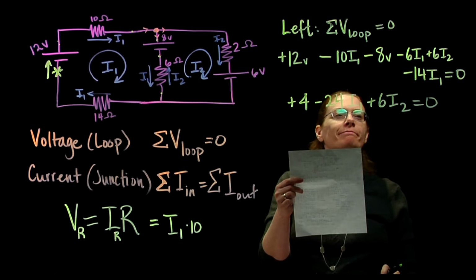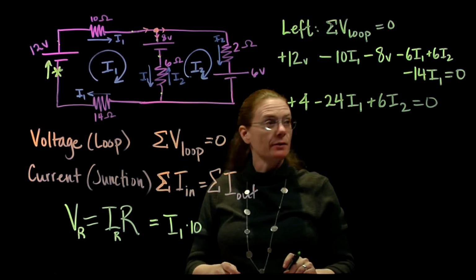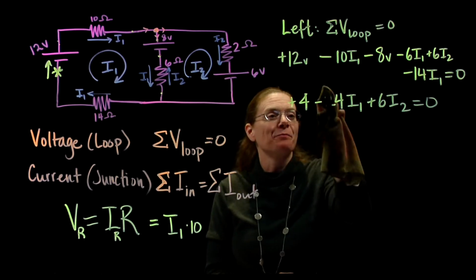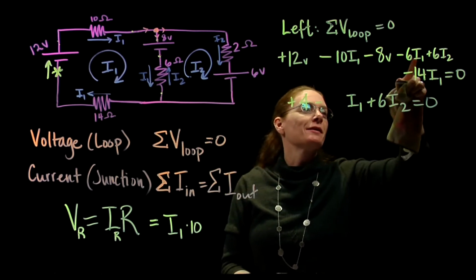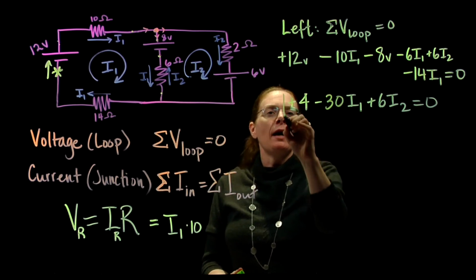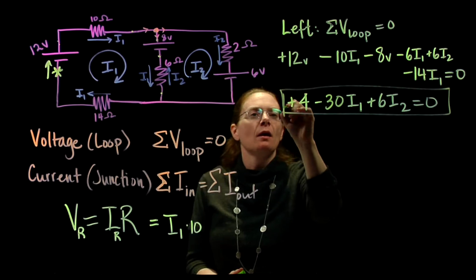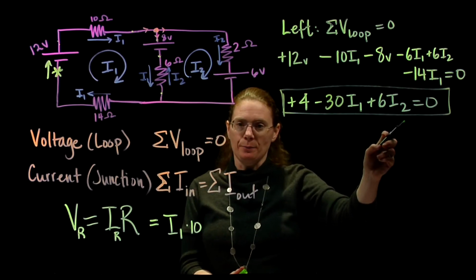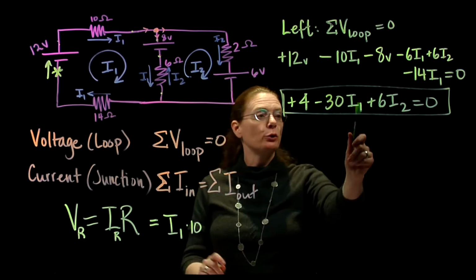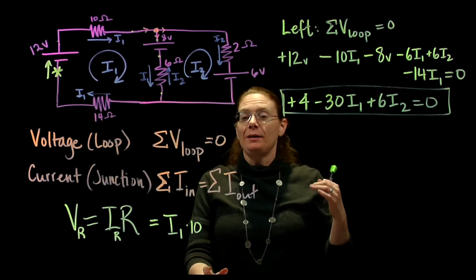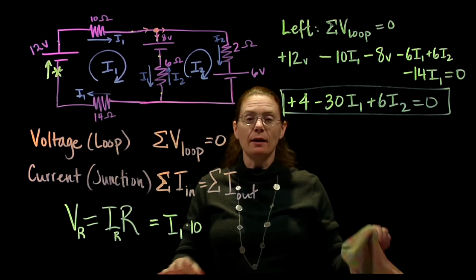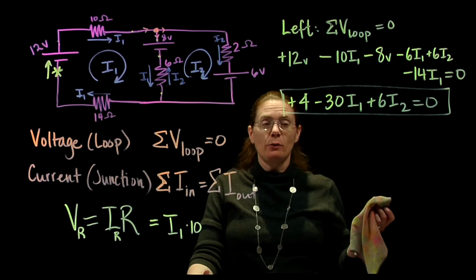Oops, I did something wrong. Oh, 16 plus 14. Good thing I checked my notes, huh? Hopefully you caught that. I've got 10 plus 6 is 16 and 14 is 30. All right, good. So I have an equation for I1 and I2. Now a single equation isn't going to do me any good because if I have two unknowns, I need two equations in order to solve for those unknowns. So let's find another loop and get a second equation.